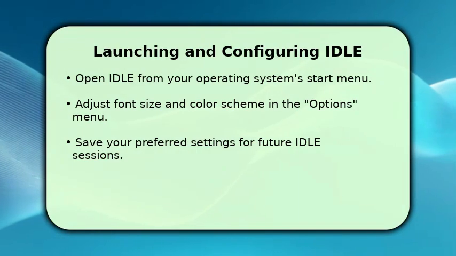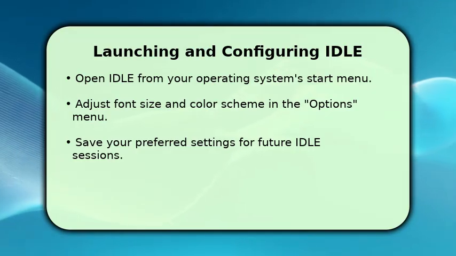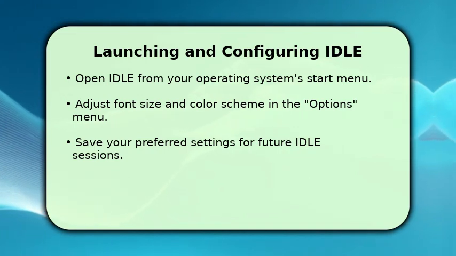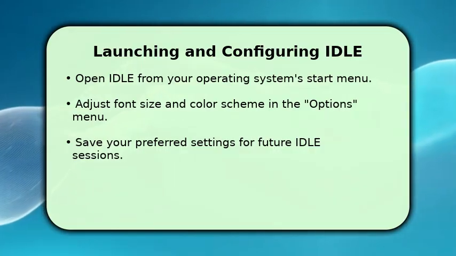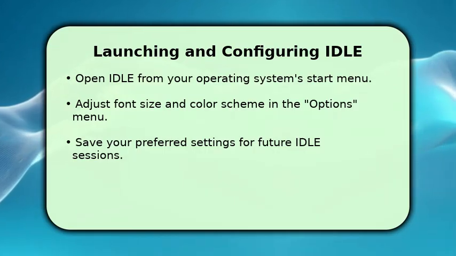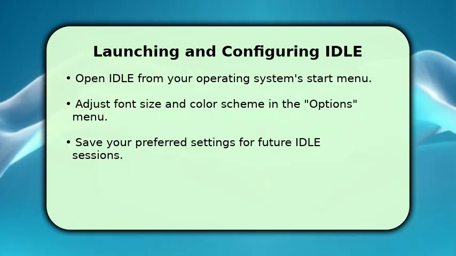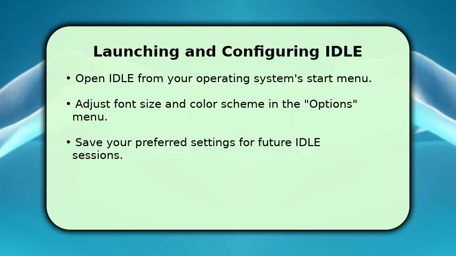After a successful installation, you can launch IDLE directly from your operating system's Start menu. Once open, take a moment to personalize your environment. Navigate to the Options menu to adjust the font size and select a color scheme that suits your preference. Remember to save these settings so they persist across all your future IDLE sessions. A quick test, like typing "print hello world" in the shell, confirms everything is working.